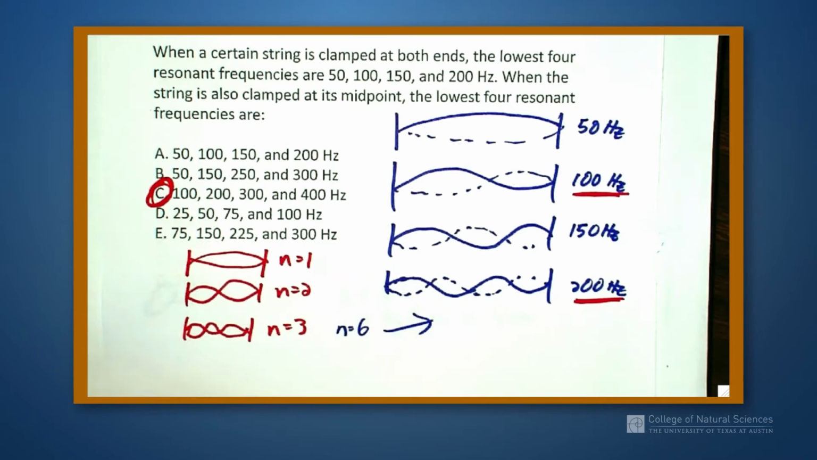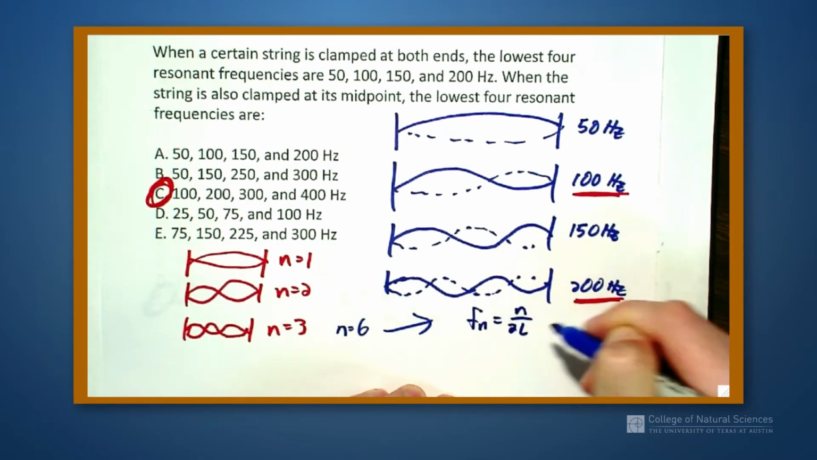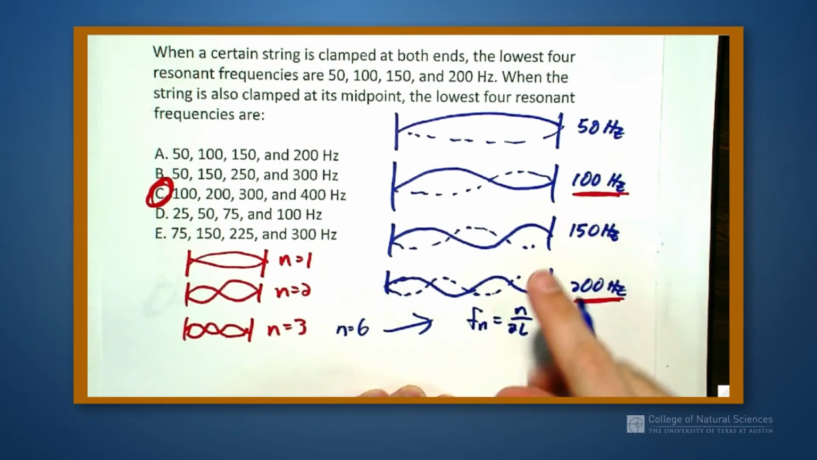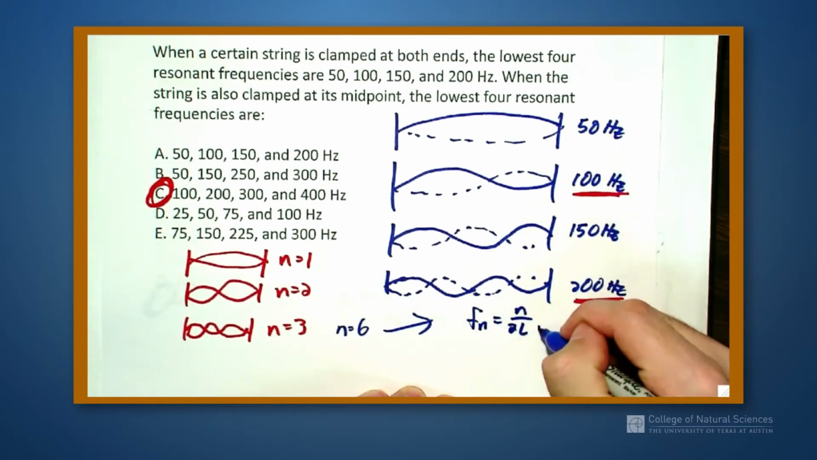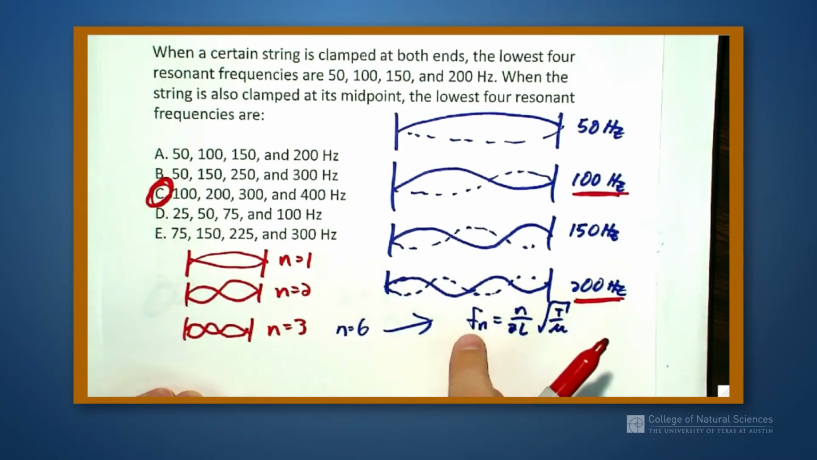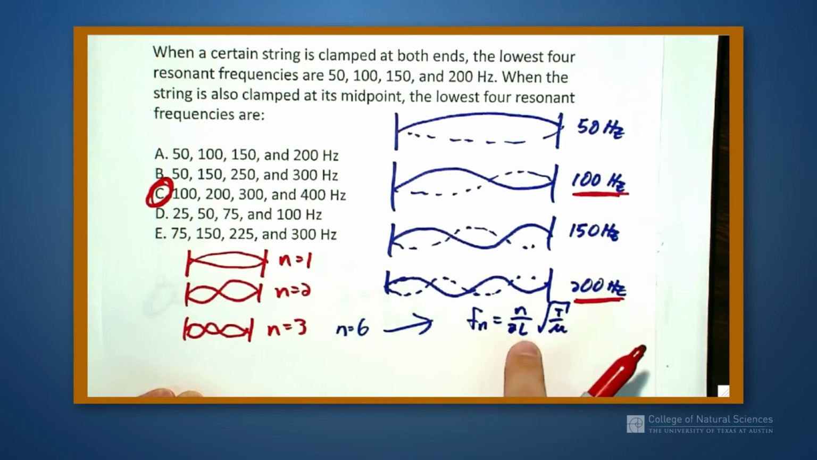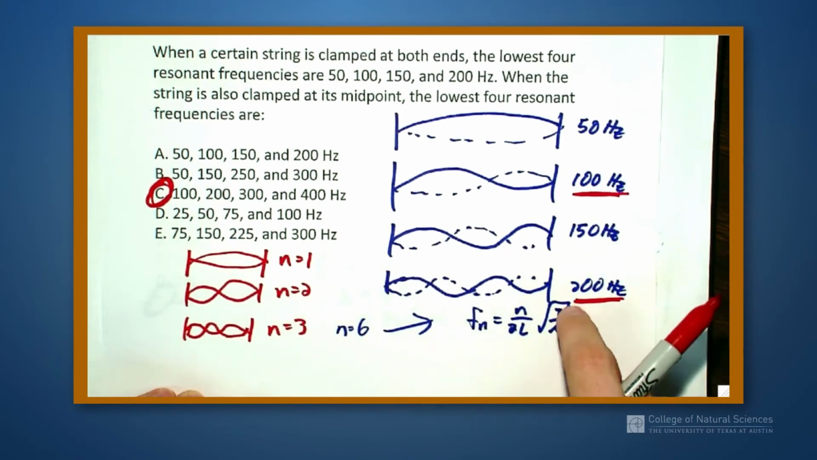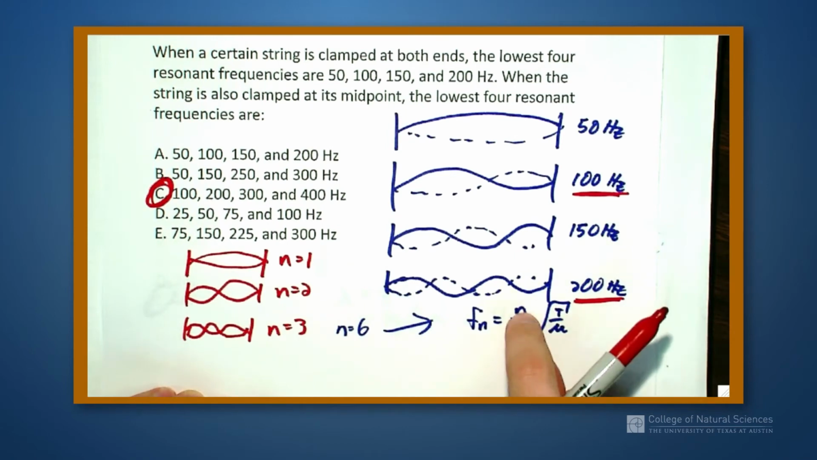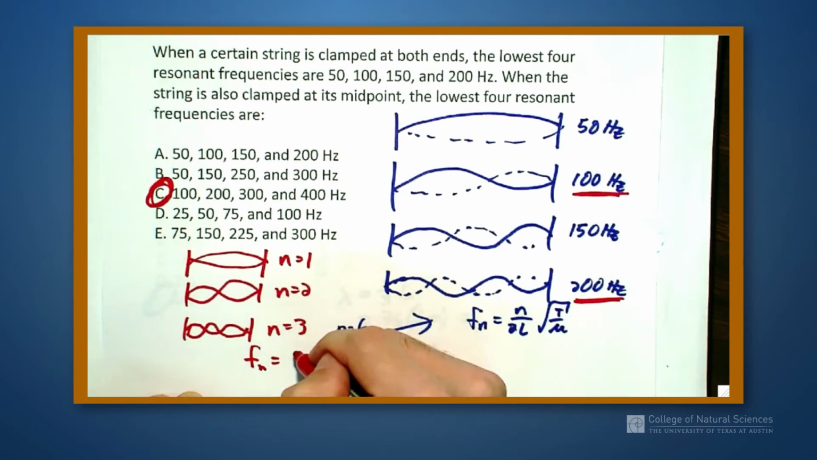Let's see how this works out if we actually look at the equation that we get. So f of n is equal to n over 2L square root of T over mu. This is the standing wave on a string, what frequency it happens at. If we have a number of antinodes, the length of the string, the tension, the mu. And we're going to assume that the tension and mu are going to be the same, and we're going to look for n equals 1 through 4.